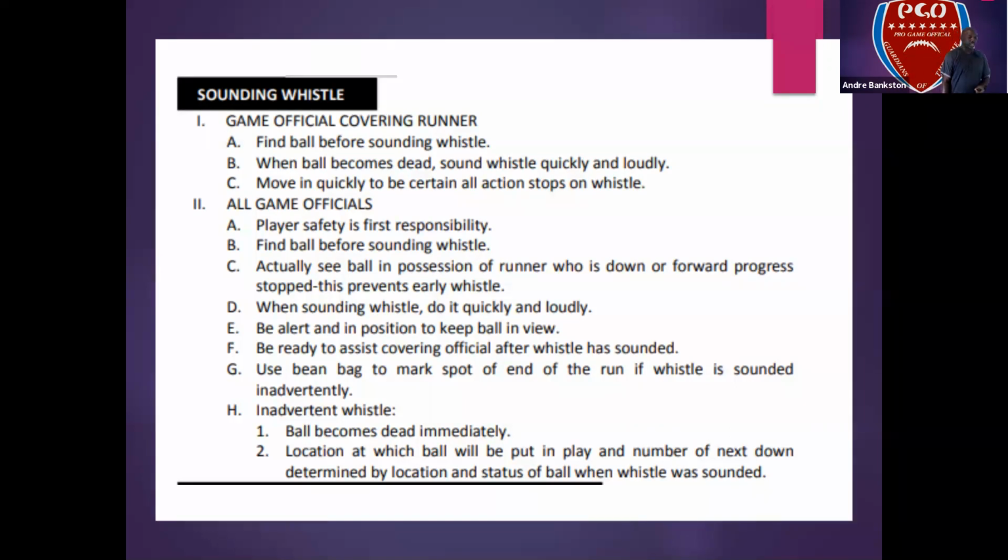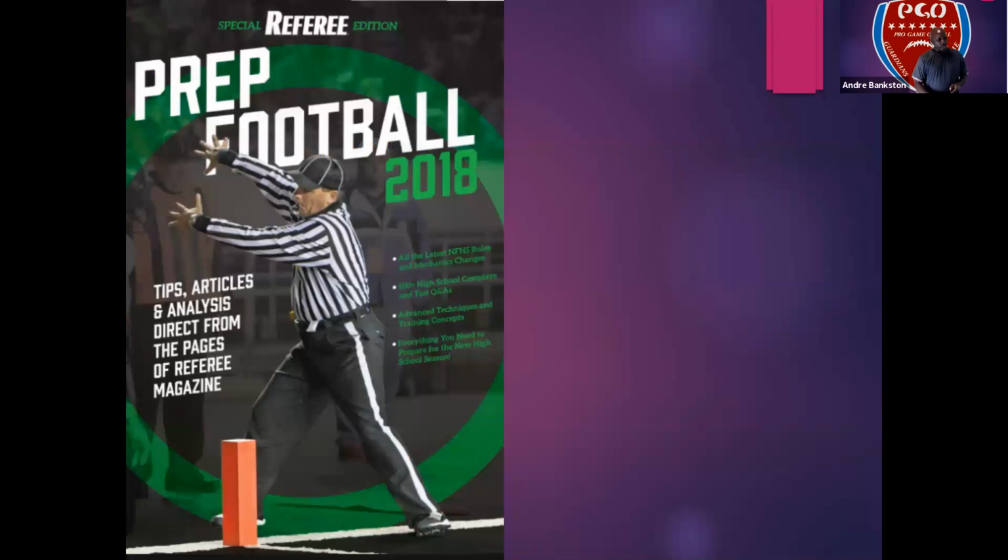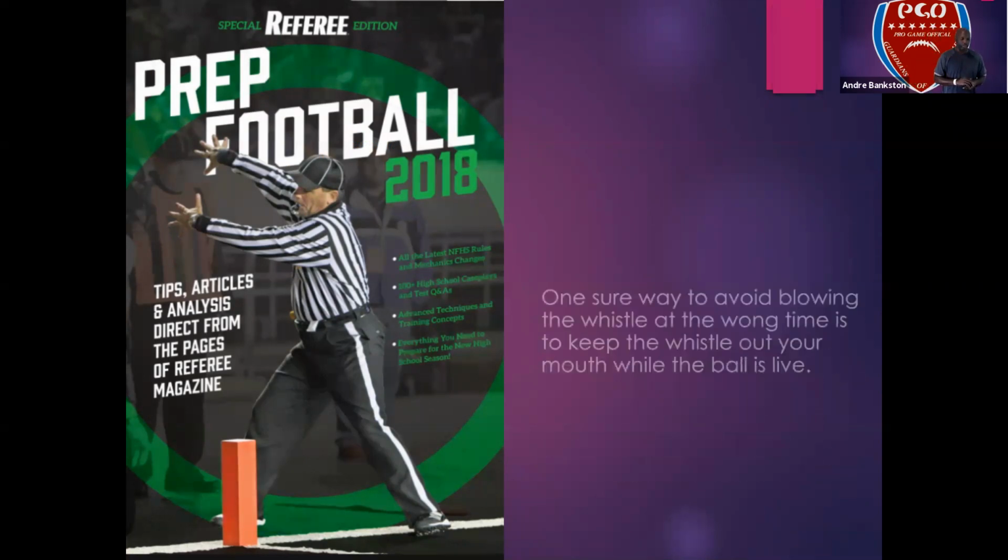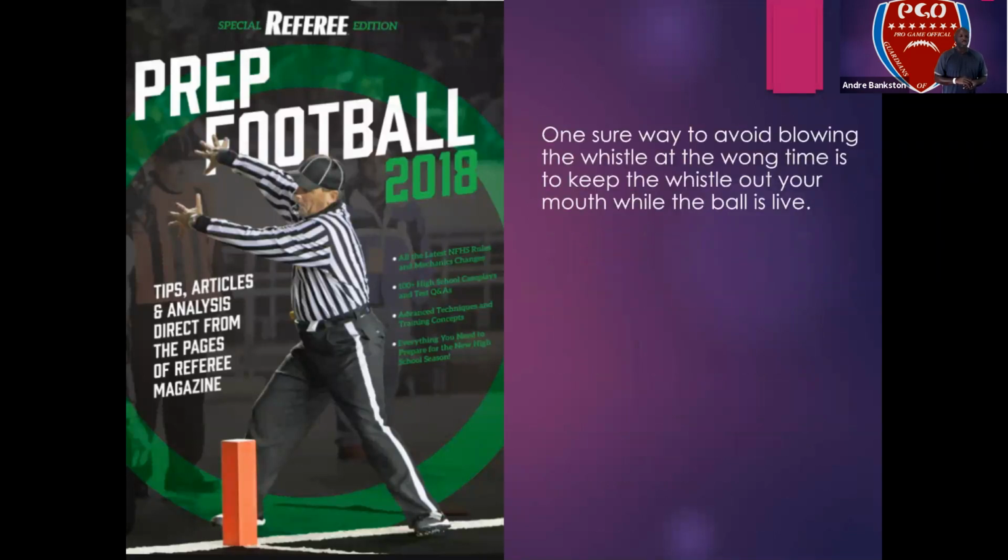And inadvertent whistle, number H: the ball becomes dead immediately. The location at which the ball will be put in play, and the number of the next down, are determined by the location and status of the ball when the whistle was sounded. So, as I mentioned before, in the Prep Football 2018 article on the inadvertent whistle, I'm not going to read the whole article, but it has three key suggestions. One, a sure way to avoid blowing the whistle at the wrong time is to keep the whistle out of your mouth while the ball is live.